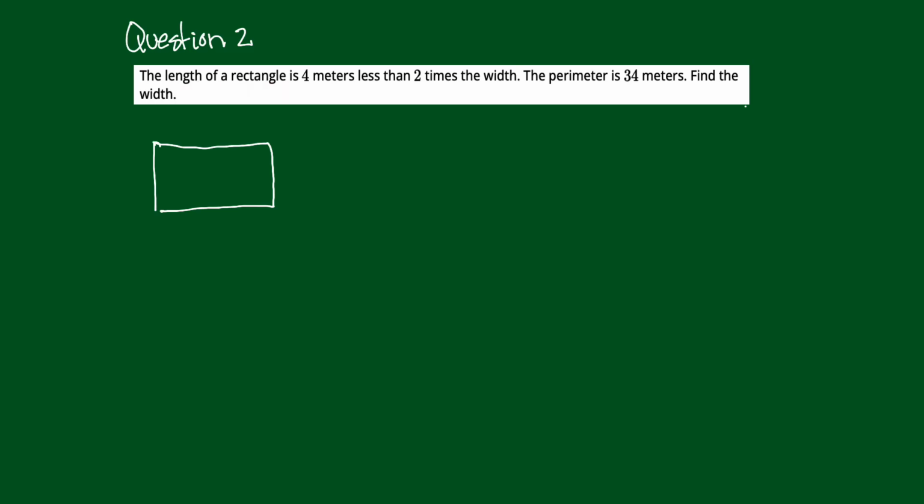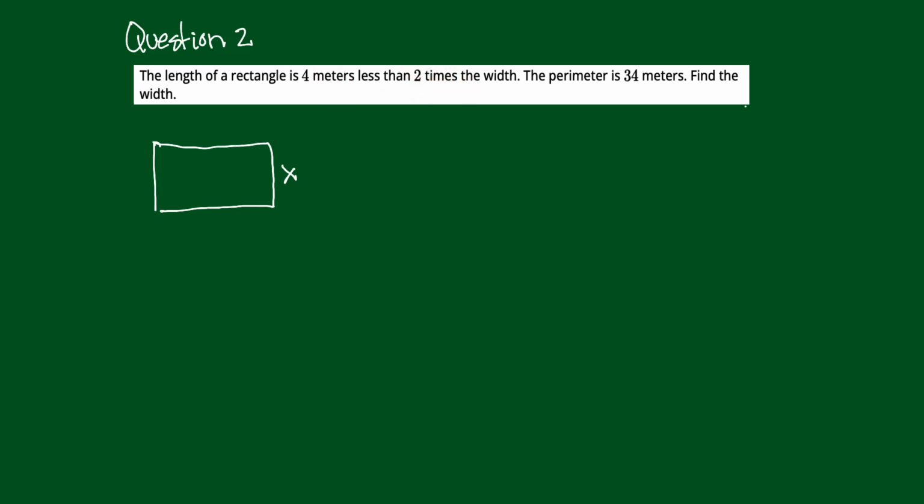Find the width. All right, so a lot of stuff going on here. Let's just take it one part at a time. Here's what we're trying to find. Find the width. So I'll let x equal the width. So x will be the width. Now we need to get a symbolic expression for the length. So what do I know here? It says the length is, all right, so the length is what? It's 4 meters less than 2 times the width.